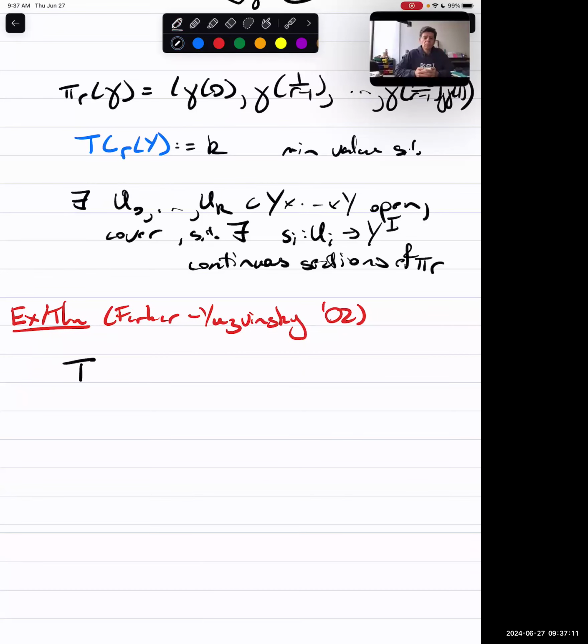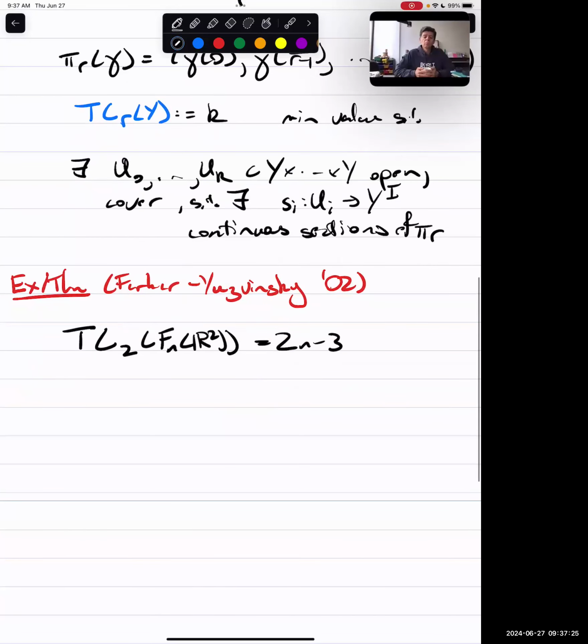So the second sequential topological complexity, or just the classical topological complexity of n points in the plane, is going to be equal to 2n minus 3. As a sanity check, we can ask: does this hold when n equals 2? When n equals 2, it turns out that the ordered configuration space of 2 points in the plane is homotopy equivalent to S1.